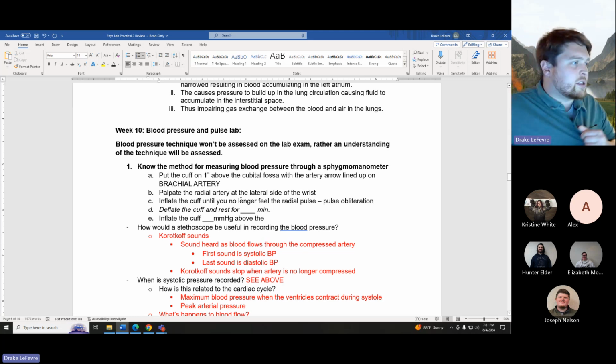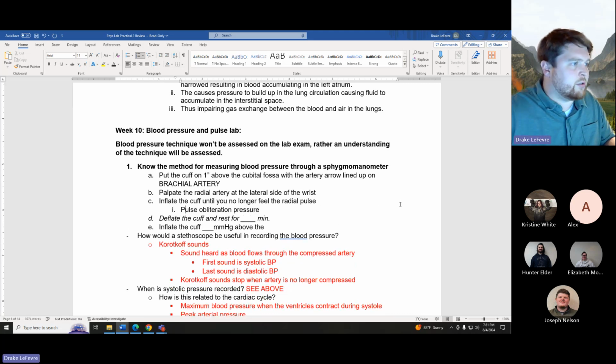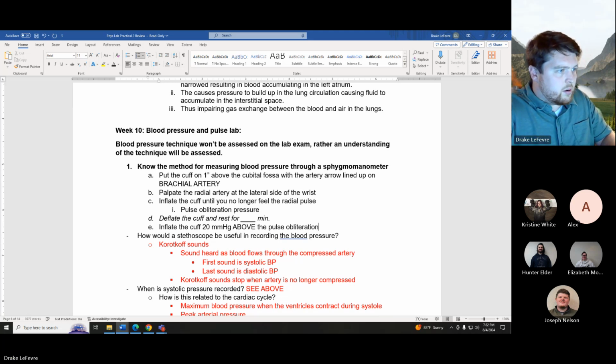This is oftentimes a question on exams. Inflate the cuff until you no longer feel the radial pulse. This is called pulse obliteration pressure, the pressure at which you no longer feel it. And so you want to inflate the cuff 20 millimeters of mercury above the pulse obliteration pressure.